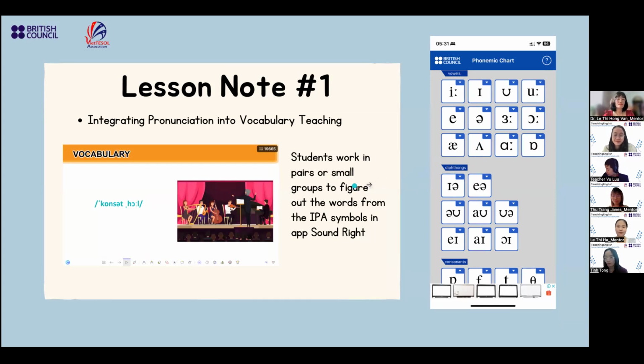Secondly, you can provide them with some authentic material like conversations or dialogues on YouTube or TED Talks for them to listen to at home, to find out how native speakers speak, and how the intonation and stress work in native speech.